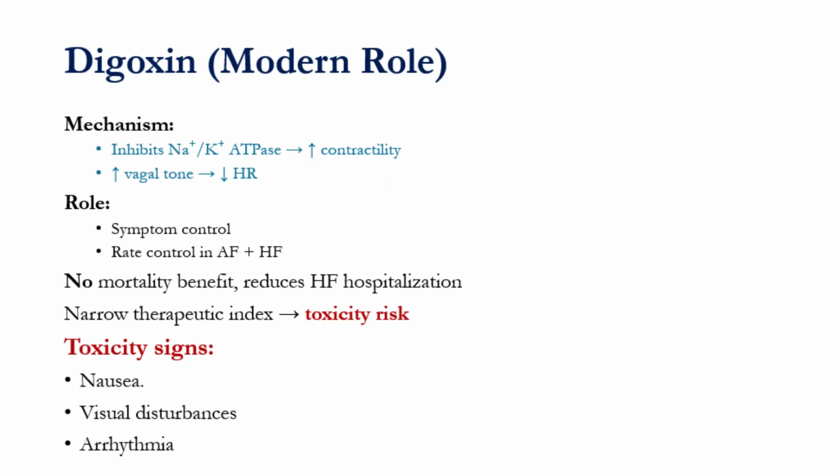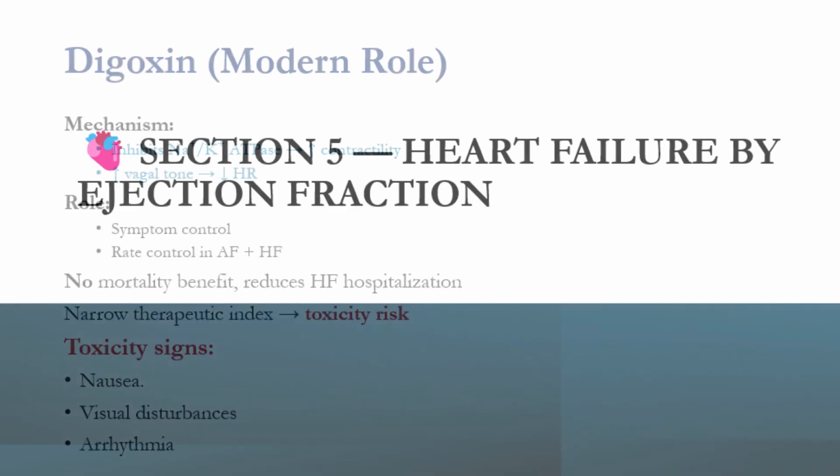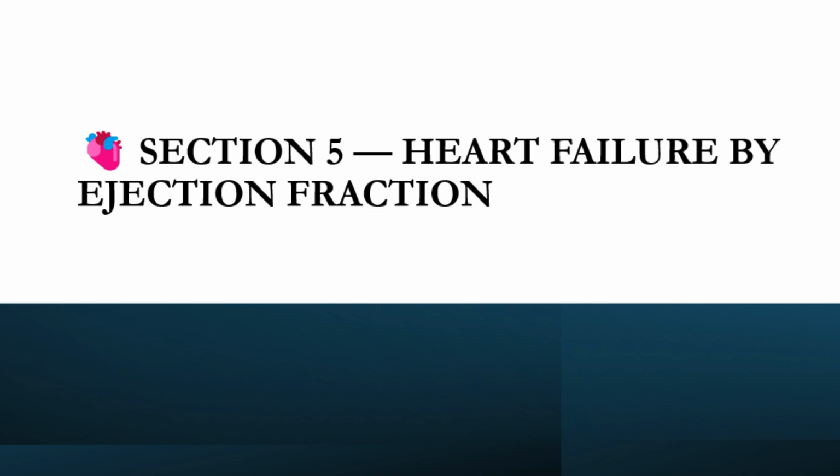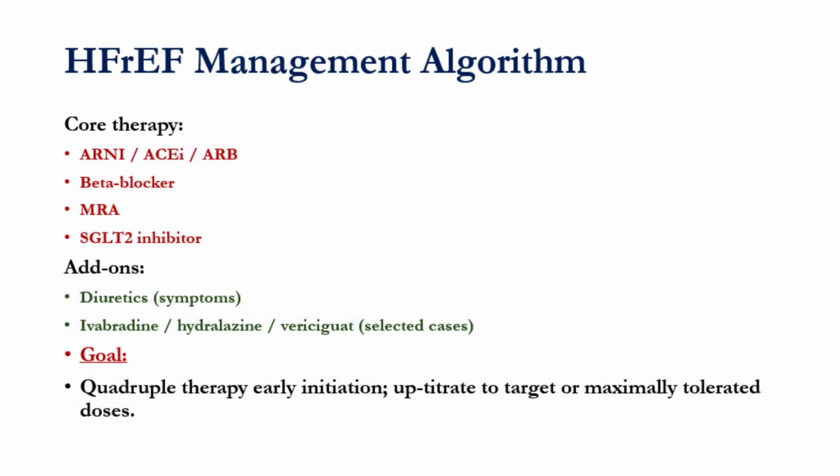Digoxin inhibits the sodium-potassium ATPase pump, increasing intracellular calcium and improving myocardial contractility. It also increases vagal tone, helping control ventricular rate in atrial fibrillation. Although digoxin may improve symptoms and reduce hospitalization, it does not improve survival and carries a narrow therapeutic index with significant toxicity risk.